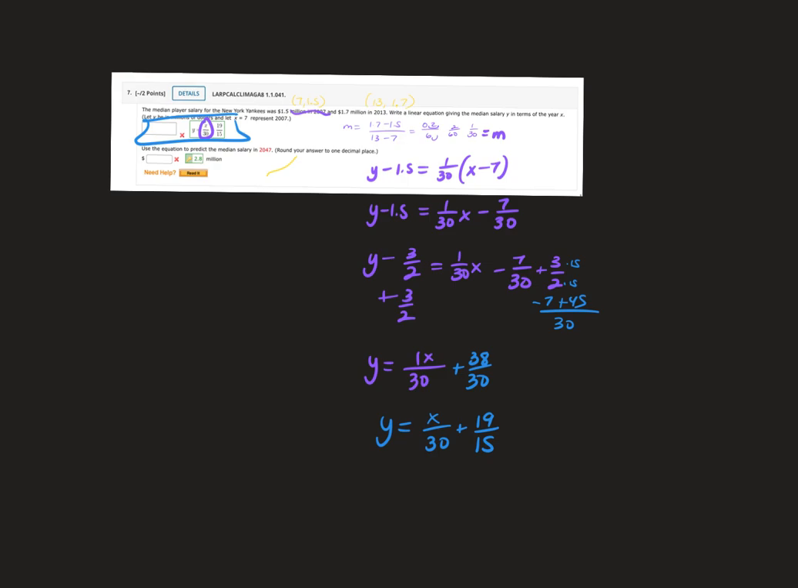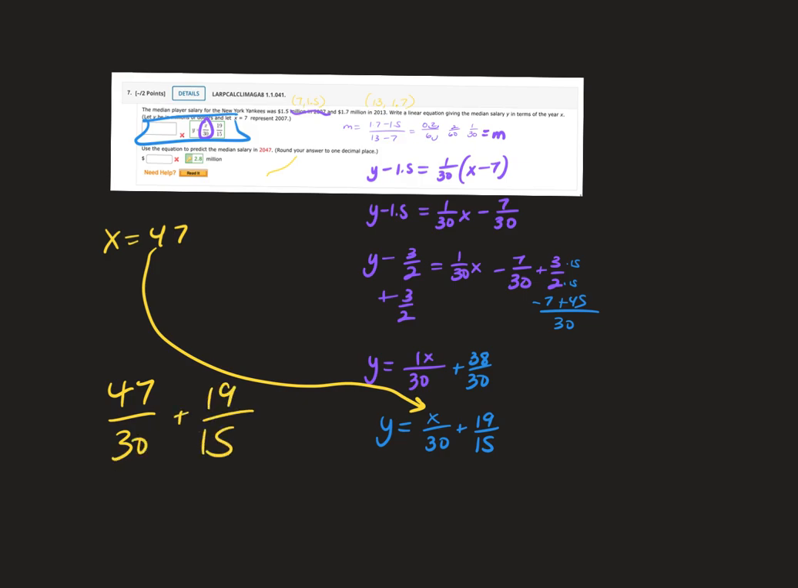Now, the second part of this says use the equation to predict the median salary in 2047. So that means they want your X to become 47. So I simply can take that and I can plug it in. So 47 over 30 plus 19 over 15. And this you would for sure have a calculator for. And that would give you that 2.8 million.